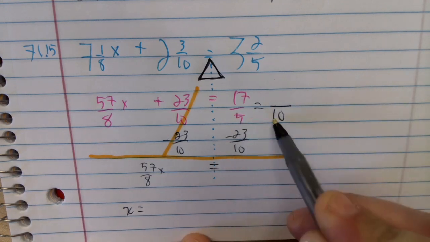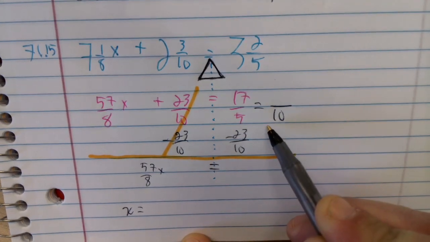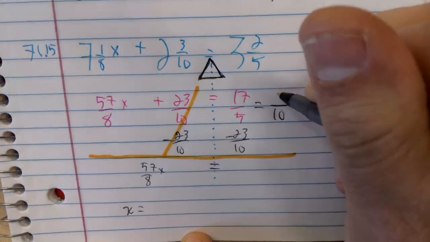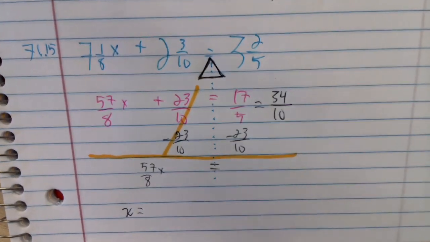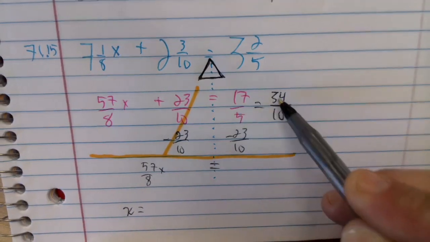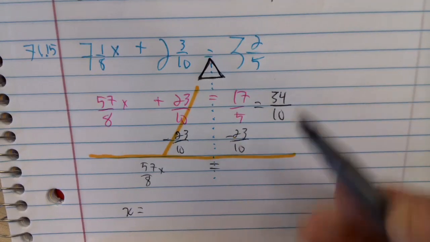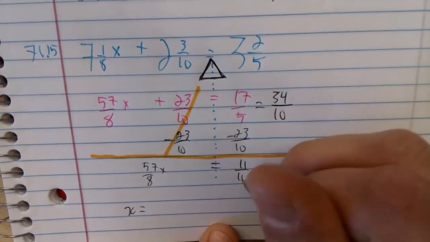What did you do to 5 to get 10? Multiplied it by 2. Yeah. So in order for this fraction to stay equal, you have to do the same thing to the top, right, Cole? Mm-hmm. So now, instead of 17 fifths, I'm saying 34 tenths minus 23 tenths. What would that be? 11 tenths.